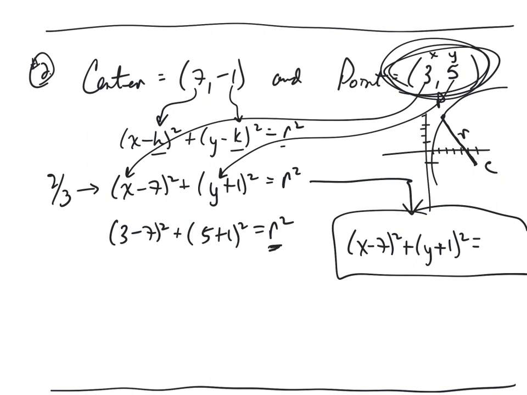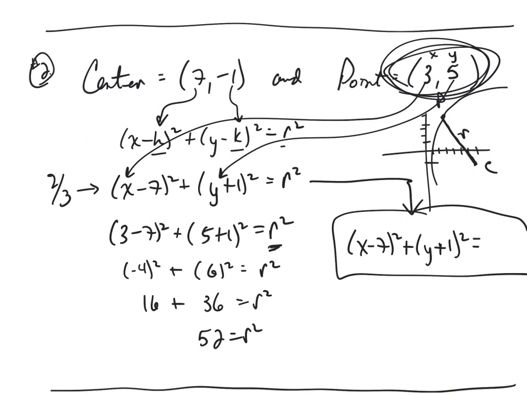So that means we can just solve for r squared. 3 minus 7 is negative 4. In fact, I'll just write that out. 5 plus 1 is 6. Negative 4 squared is 16. 6 squared is 36. 16 plus 36 is 52.